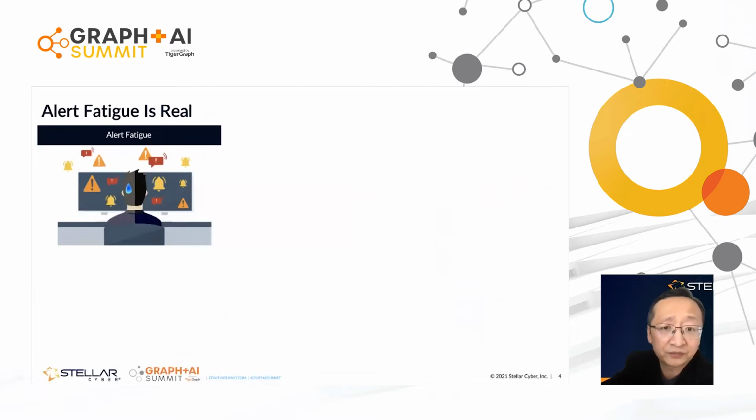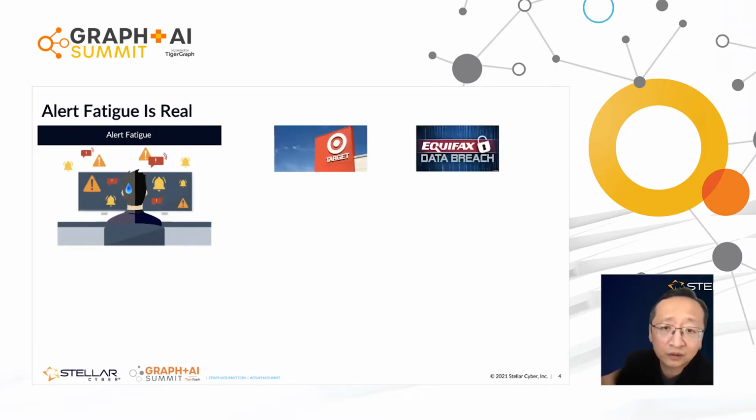The alert fatigue. Because there are so many alerts, it causes security analysts to lose incentive. When something real happens, it's harder to detect. For example, in the well-known data breaches, Target leaked 10 million credit cards, and Equifax leaked the social security numbers of 1/3 of US citizens.